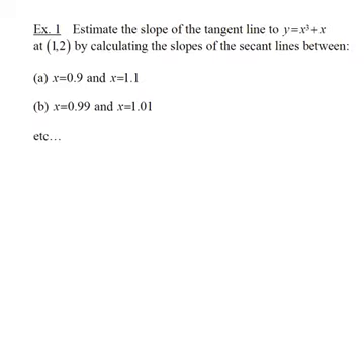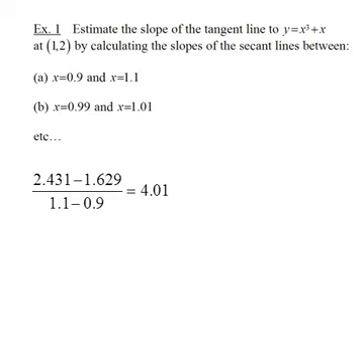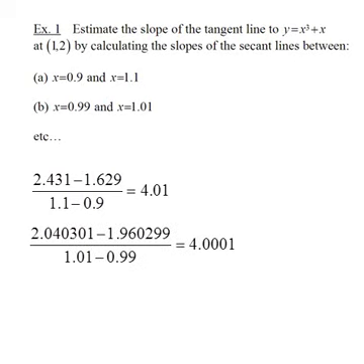In our first example, we'll use slopes of secant lines to estimate the slope of the tangent line for the graph of y equals x cubed plus x at the point (1, 2). In part A, you can easily use a graphing calculator to determine that the graph passes through the points (0.9, 1.629) and (1.1, 2.431). The slope between these points is 4.01. In part B, the slope will be 4.0001. I'm pretty confident that these slopes are approaching 4.